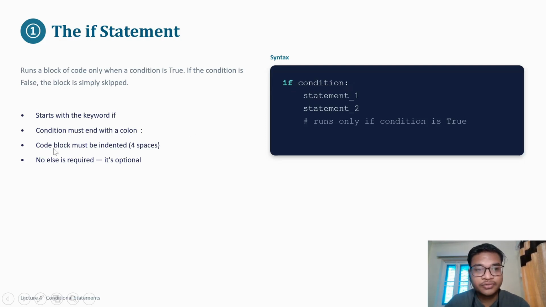After that, the code block must be indented, like 4 spaces. The difference is approximately 4 spaces or one tab. No else is required; it's optional. The indented block runs only if the condition is true. So this is the overview of the if condition.